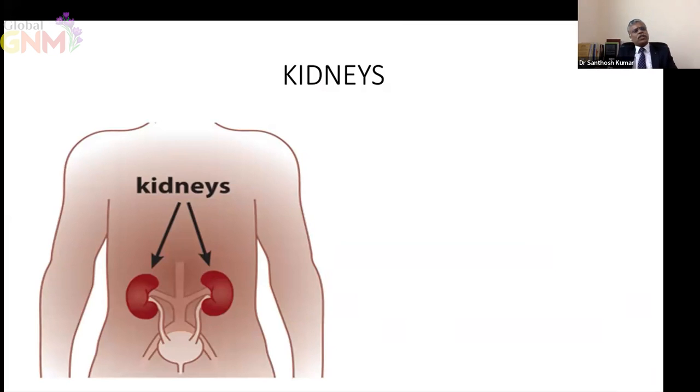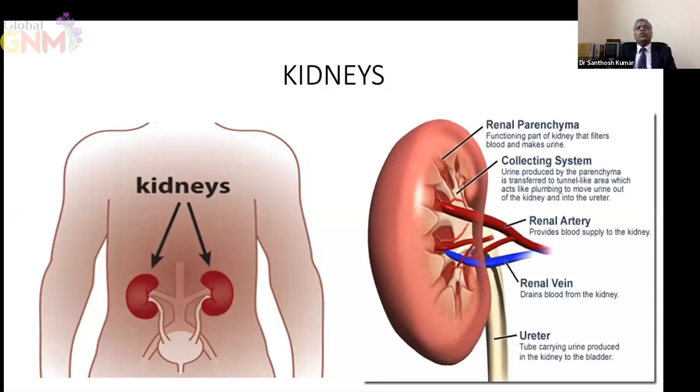And the basic function, you just go with the function. The basic function of the kidneys is to filter the blood. Approximately 180 liters of blood is filtered daily by the renal parenchyma.